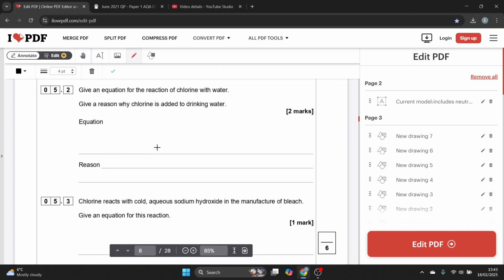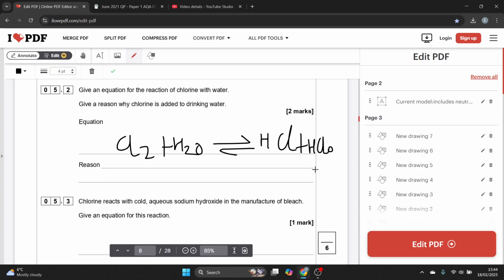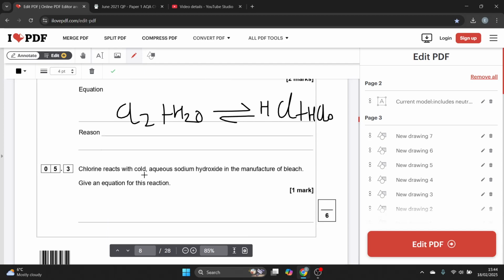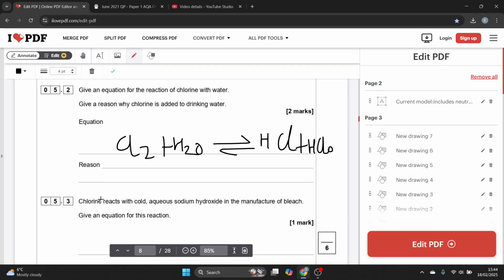Given the equation for the reaction of chlorine with water: Cl2 plus H2O, reversible reaction, HCl plus HClO. Or you could say 2Cl2 plus 2H2O form 4HCl plus O2. The reason it is added to drinking water is that it kills microorganisms.